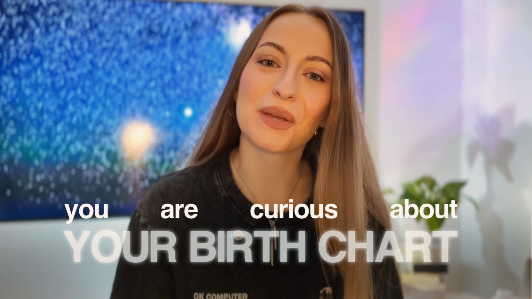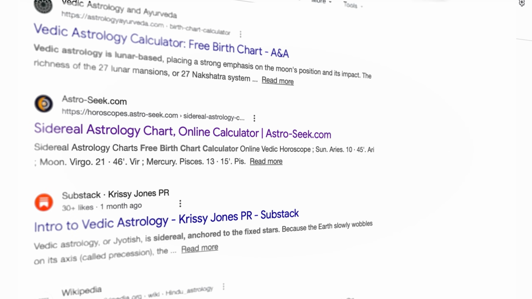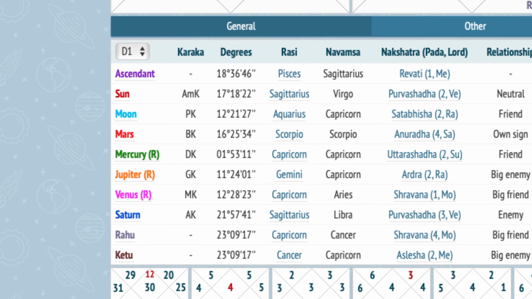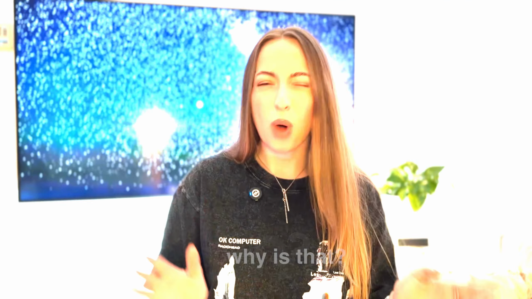You are curious about your birth chart, and somehow you come across the term Vedic astrology. You're interested to see what it says about you, so you build your Vedic birth chart. You start seeing some interesting things, like planets not being in the signs that you used to, or the chart style looking completely alien to you at this point. Why is that? And how is Vedic astrology different to the more commonly known Western sun sign astrology?